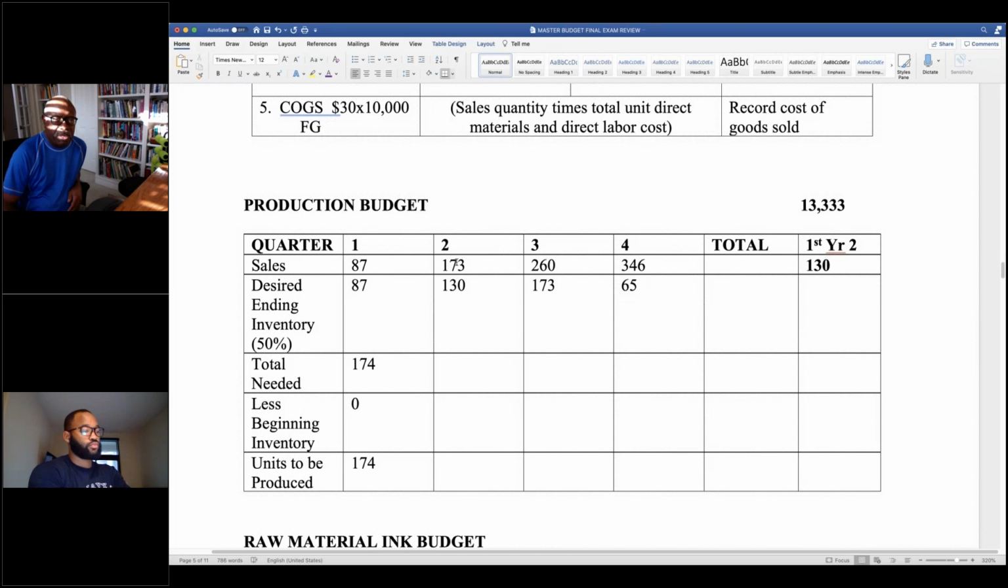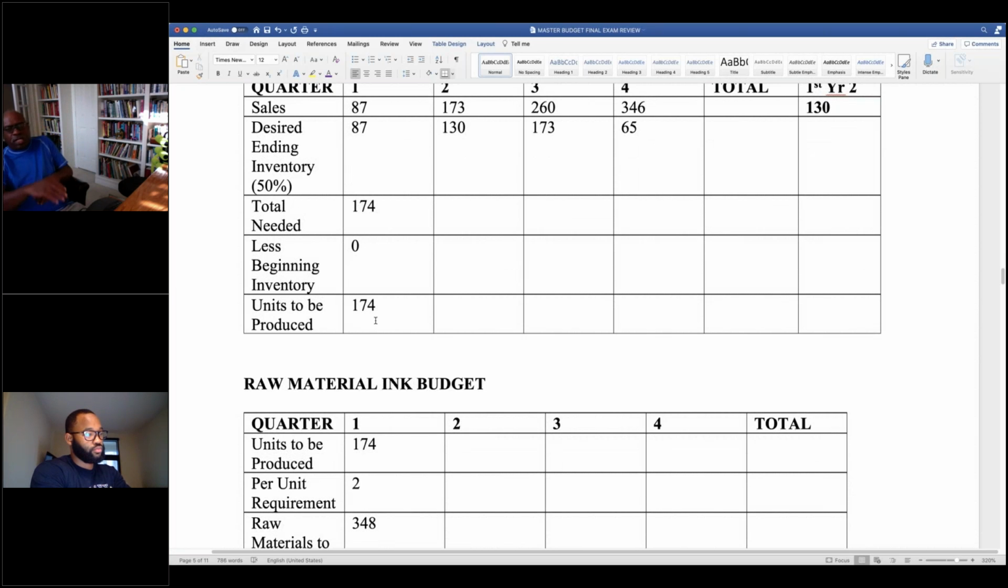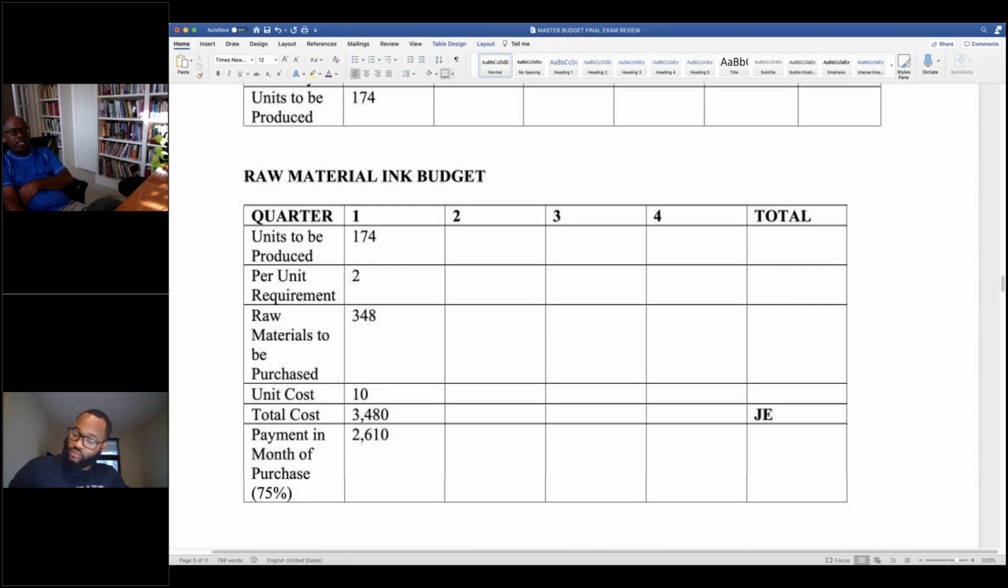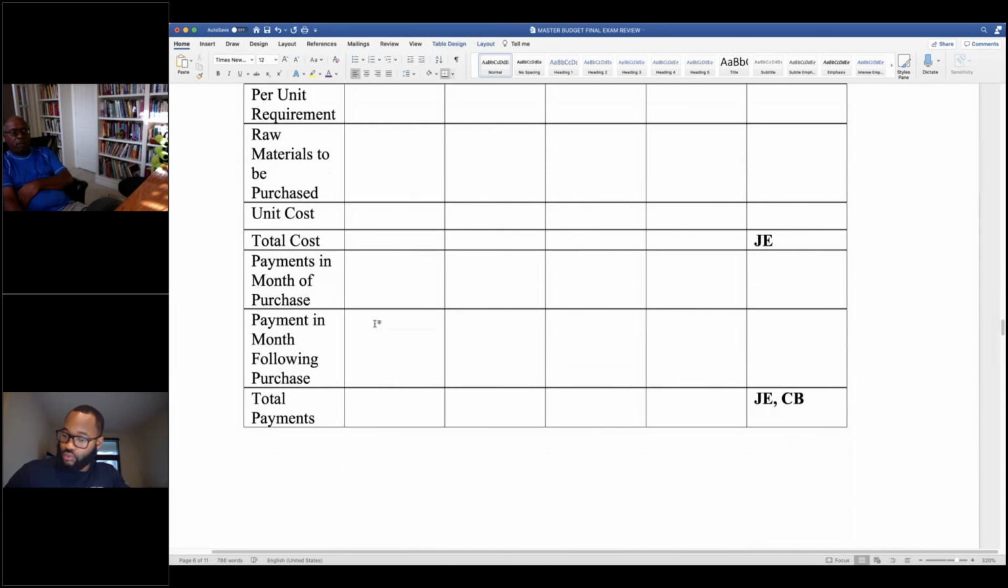Then we want to make 50% of the second quarter amount. So 50% of 173 is 87. We add these two numbers together, we get 174. There's no beginning inventory, so we need to produce 174 in the first quarter. Any questions? Then we take the 174, put it on the raw materials calculation, and we put it on the labor budget.